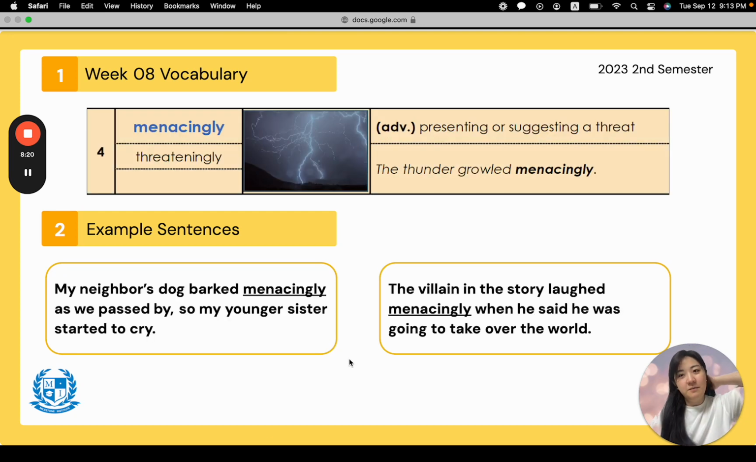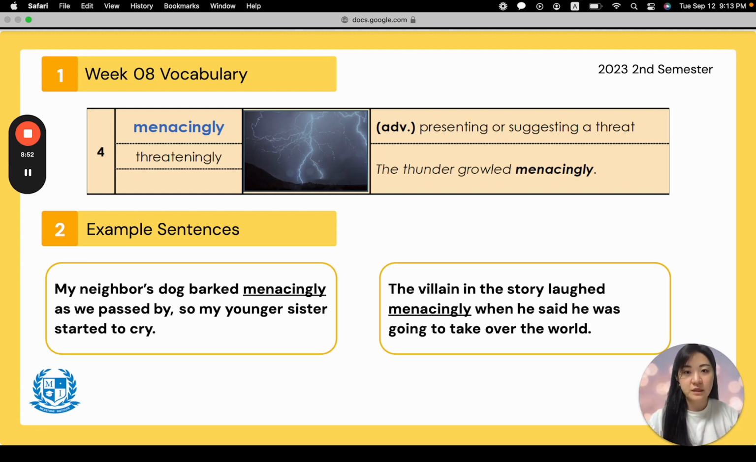Woohoo! Number 4. Repeat after me and say menacingly. Menacingly. The synonym also has ly, and the synonym is threateningly. Threateningly. And this adverb, menacingly, means presenting or suggesting a threat. So, something bad is going to happen.